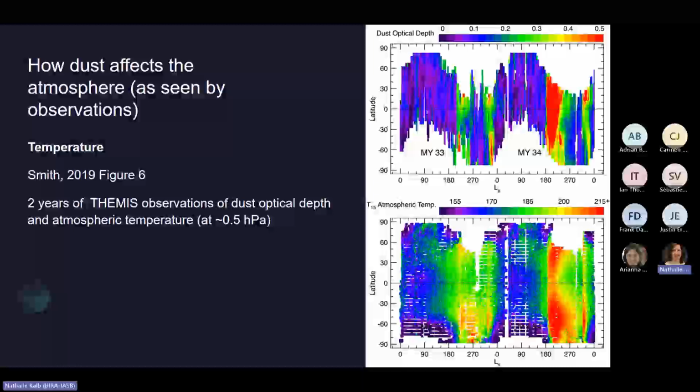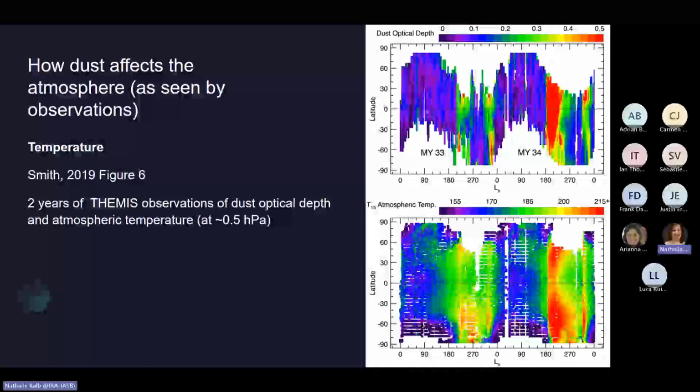This is from Mike Smith, and again, this is time. It's 2 Mars years and latitude. And these are observations of temperature. So you see Mars year 33. This is the dust season. This is the quiet season. This is the dust season. You see a fair amount of dust. Mars year 34, there was the huge dust storm and a secondary storm. And you can see in temperature, this is sort of 0.5 hectopascal temperatures, you can see a reaction to the dust being there, and it causes warming.